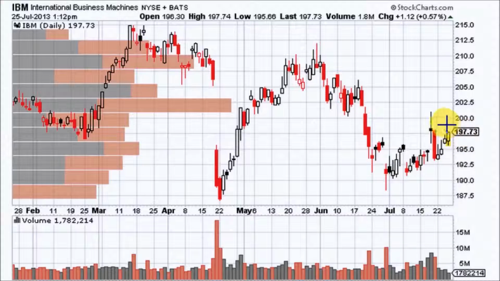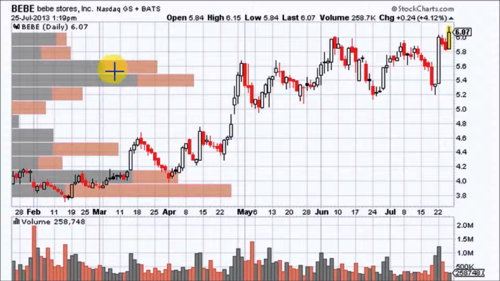But it worked 5 sessions ago that this long-legged doji, which can be a reversal signal in an uptrend, was the top. It got rejected at the intraday high right here at the lower end of this particular volume by price bar. Now let's take a look at this chart for BEBE.